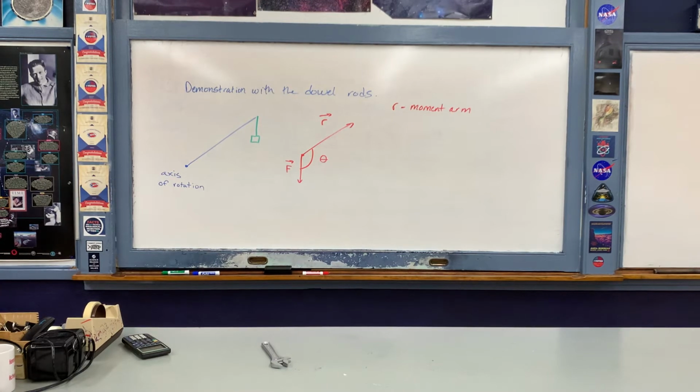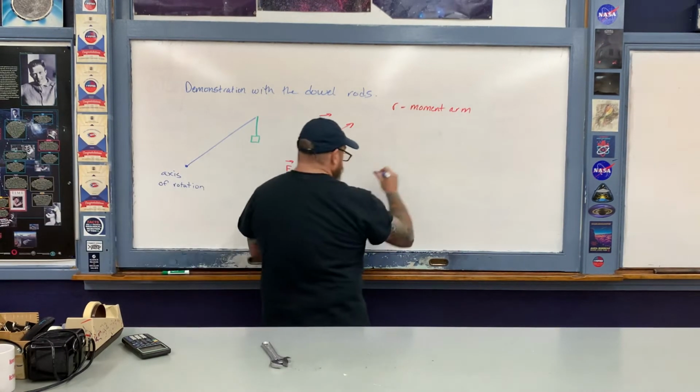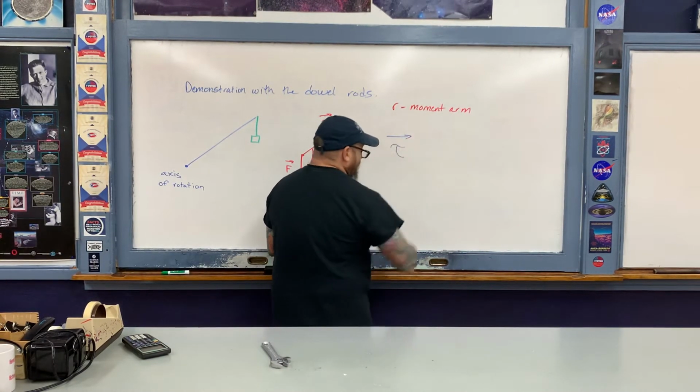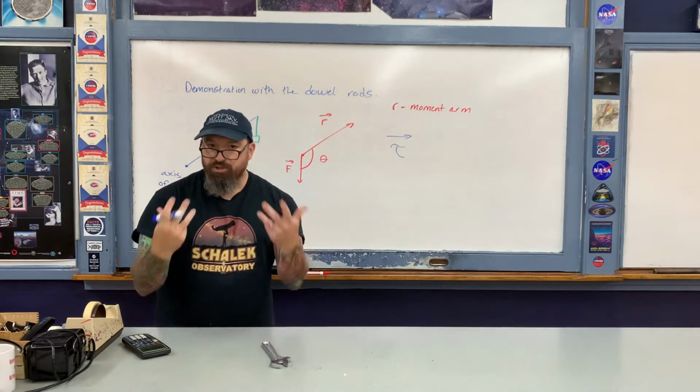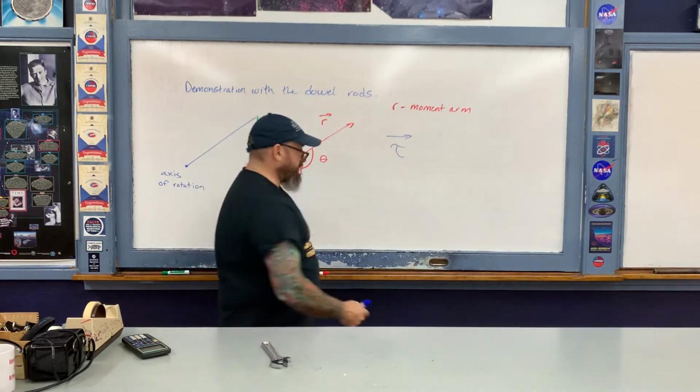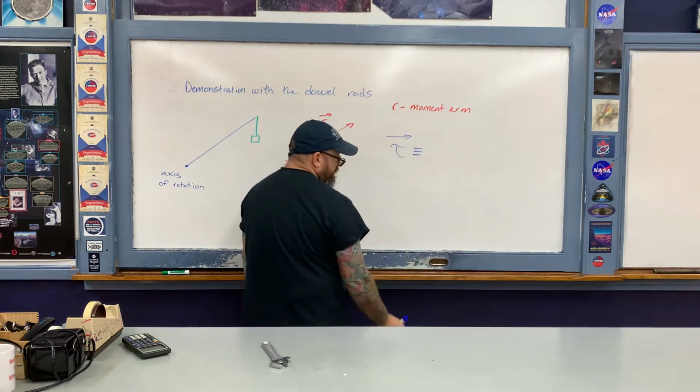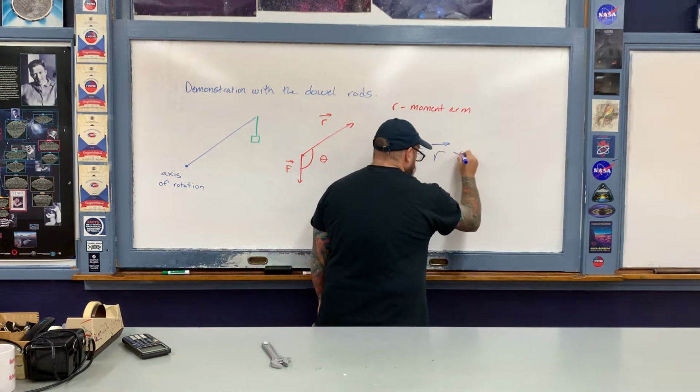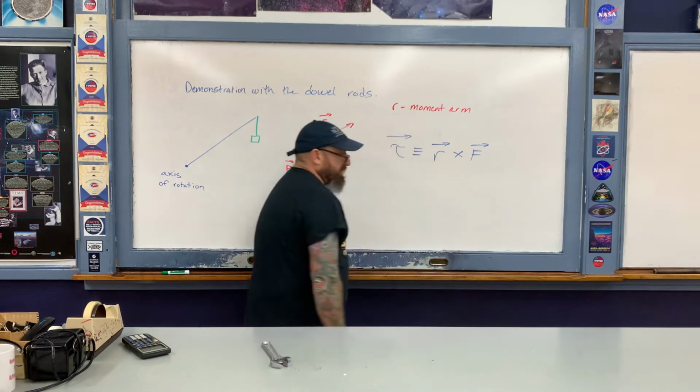Okay, so now torque. Torque is always referred to as the Greek letter tau. By definition, this is the rotational analog of force. The rotational analog of force is the cross product between the moment arm and the force vector.